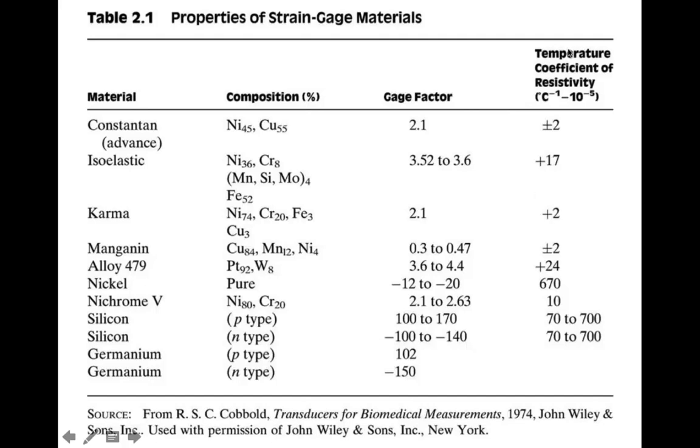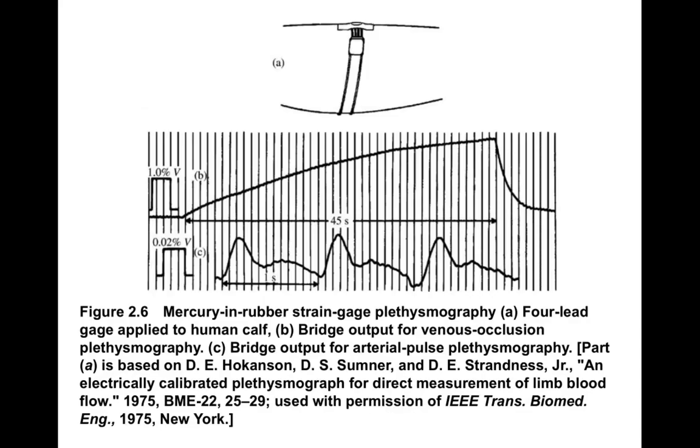Also notice the temperature coefficient of resistivity. The silicon is extremely sensitive to temperature. So going with a silicon device, you gain that you have a great sensitivity in the gauge factor, but you also now are going to have some impact of temperature.